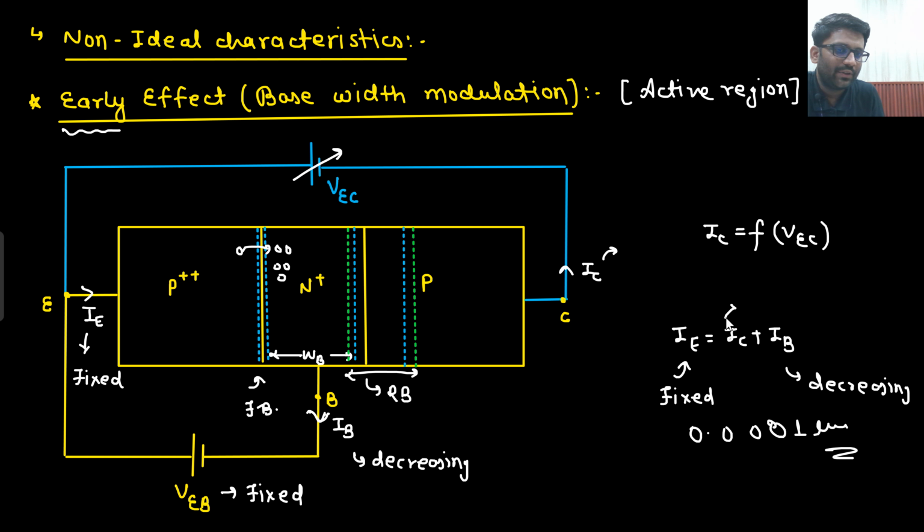So it has to increase only, no? So that it remains fixed. If it was 2 ampere, from 0.1 ampere it has become 0.05 ampere. That means the 0.05 ampere will be compensated by this guy. So this has to increase. So as you are changing the VEC voltage, base width is being modulated. Because of that, IC is increasing. Very simple thing, and this is known as base width modulation.